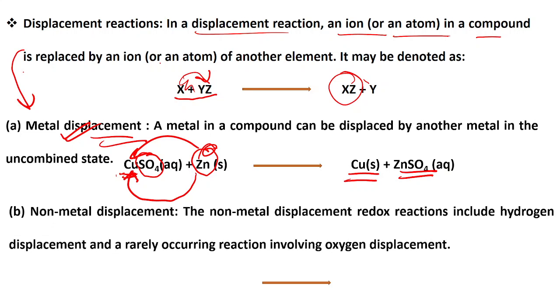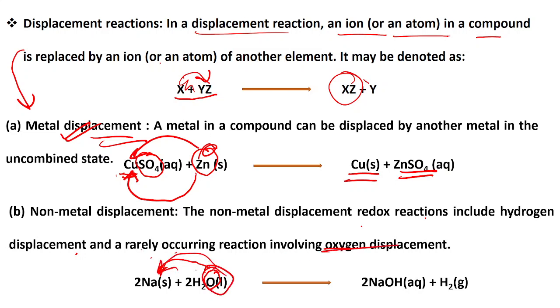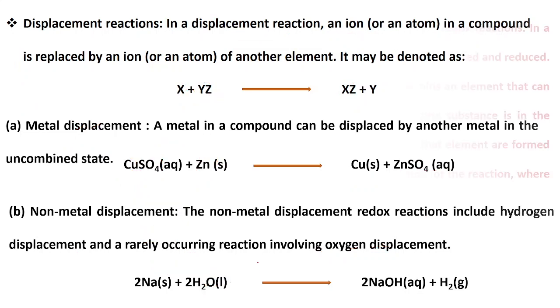Another one is your non-metal displacement. Non-metal displacement means that here one non-metal will be displaced, which may be hydrogen, and a rarely occurring reaction involves oxygen displacement also. You can see here a non-metal is displaced. Which is the non-metal here? Oxygen. Oxygen is a non-metal, and it is displaced from water, coming to your sodium here. So the non-metal displacement redox reactions include hydrogen displacement and a rarely occurring reaction involving oxygen displacement. Here oxygen is displaced, so this is a non-metal displacement reaction.